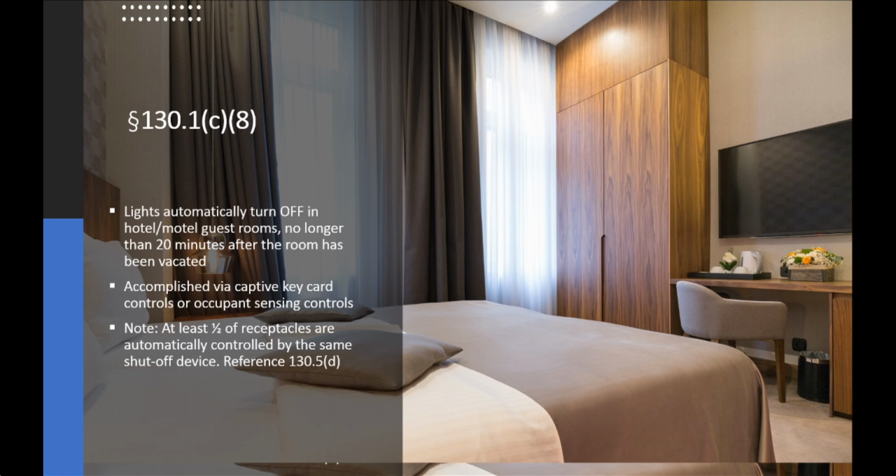So we're talking about lights that must shut off automatically when there's no motion or no occupants in the space. In addition to that, at least half of your receptacles are also required to automatically shut off when nobody is there. And that's technically not in this code section. It's actually in 130.5D, but I feel that it's important to point that out because you'll actually get the whole story by knowing this. Same occupant sensing technology or same captive card key switch that is shutting these lights off.